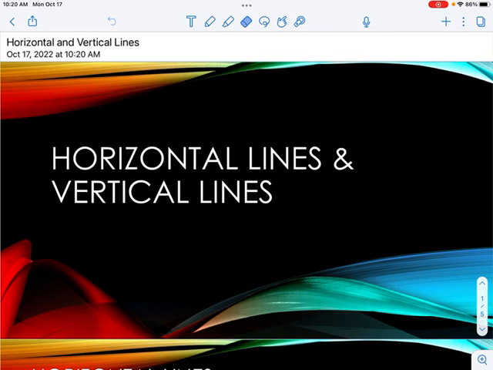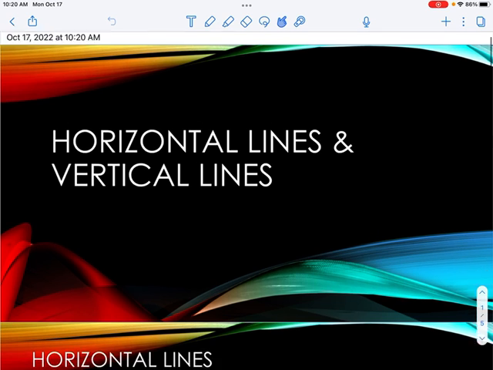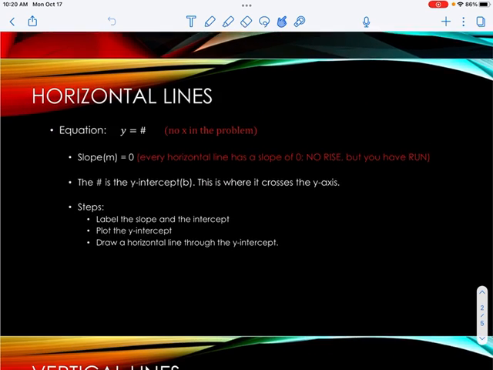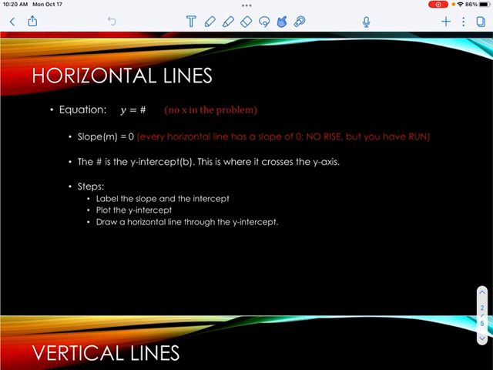All right, we are going to be talking about horizontal lines and vertical lines. Now, these are just a couple special things that can happen with either slope-intercept form for horizontal lines or standard form for vertical lines. Let's start off with horizontal lines.